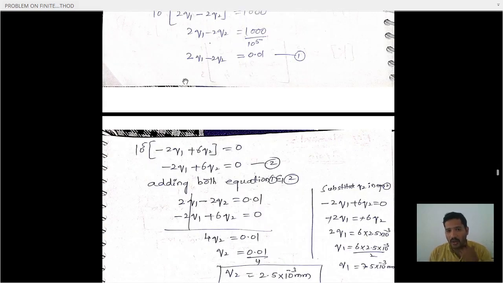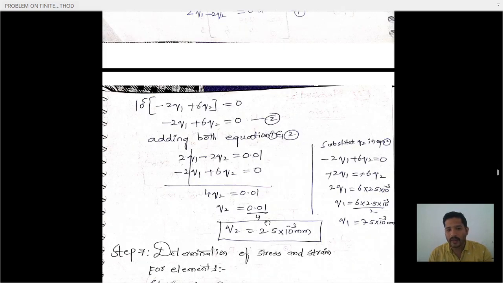Let us see on the screen. So what is equation number 1? 2Q1 minus 2Q2 equal to 0.01. Equation 2 is minus 2Q1 plus 6Q2 equal to 0.